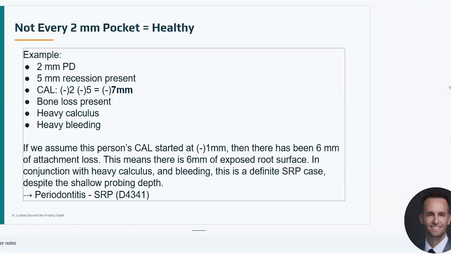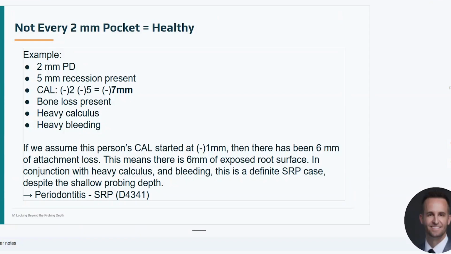We're going to see there's a lot of root surface visible in this scenario, because there's going to be all that exposed root surface, about 7 millimeters worth, or about 5 millimeters worth, sorry, of exposed root surface. And if they've got heavy calculus, heavy bleeding, this is going to be a scaling and root planing case. So if we assume this person's clinical attachment level started at 1 millimeter, then there's been around 6 millimeters of attachment loss. This means there's 6 millimeters of exposed root surface in conjunction with the heavy calculus and bleeding. It's a definite SRP case.